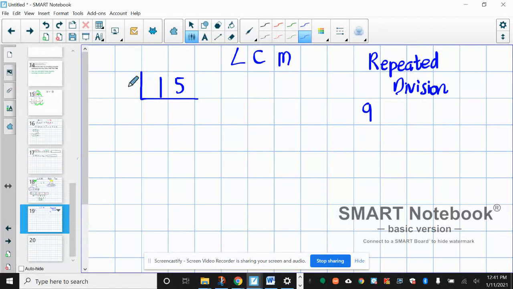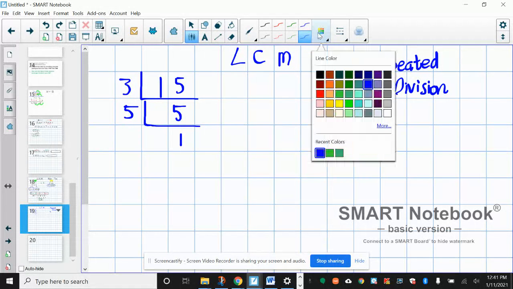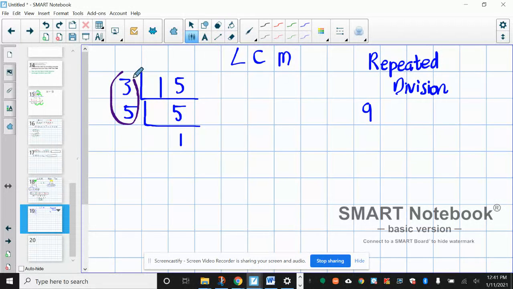So I'm looking at the number 15 initially, and I'm going to divide it by 3. Once I do so, I get the number 5. And in my next step, I'm going to divide it by 5. And I end up with 1. So I can now identify my prime factorization of this number. I think I'll use purple to identify. The prime factorization for 15 is 3 times 5.